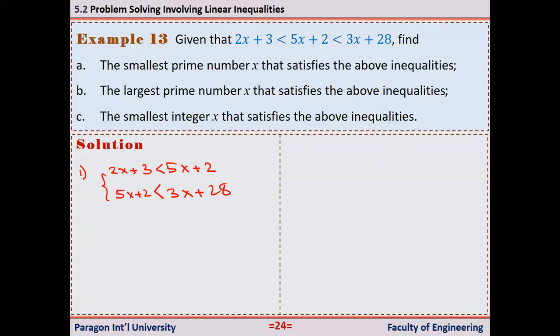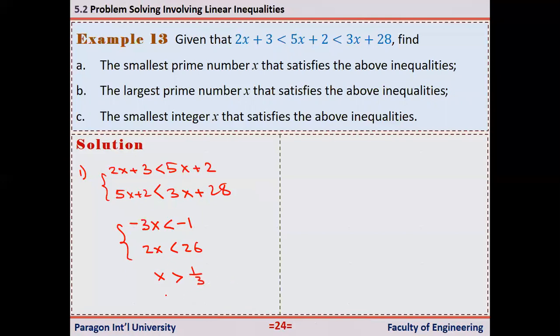All right, the first part, take 5x to the left, 2x minus 5x, minus 3x, less than 2 minus 3, that is negative 1. The second one, take to the left-hand side, 5x minus 3x, that is 2x, less than 28 minus 2, that is 26. Right? For the first one, we should divide both sides by negative 3. Then we have here x is greater than, because we are dividing by negative 3, we also need to change the direction of this inequality sign. Here we have negative 1 over negative 3, that is just 1 over 3.